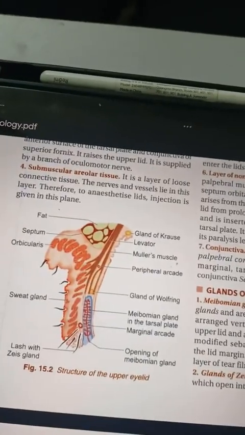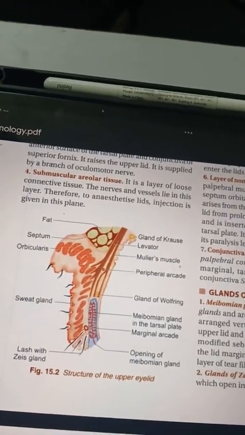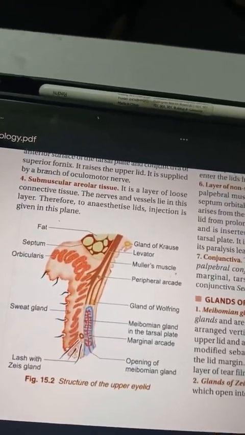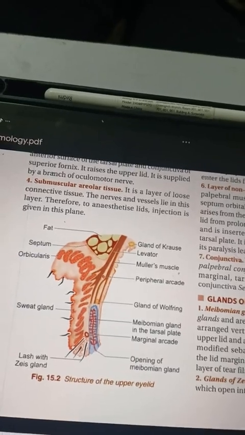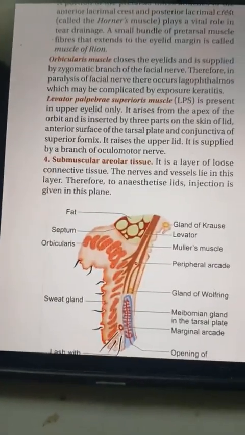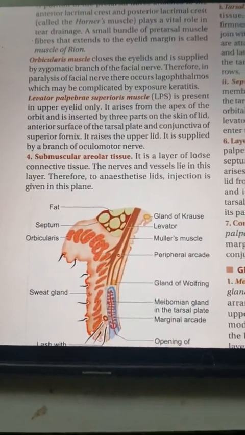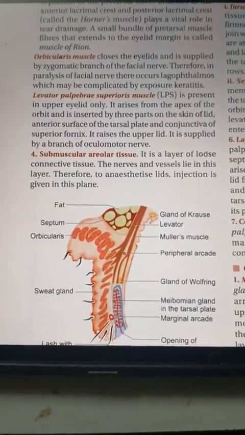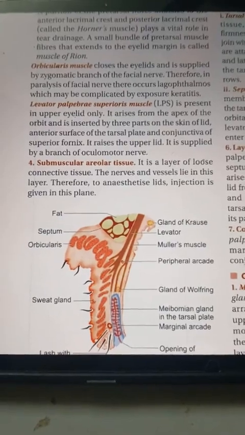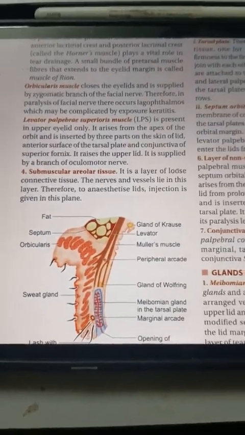Then we have the tarsal plate, the fibrous layer. It's the framework of the lid and consists of two parts: the central tarsal part and the peripheral septum orbitale part. Then we have a layer of non-striated muscle fibers, which consist of the palpebral muscle of Mueller, which lies deep to the septum orbitale in both the lids. And last we have the conjunctiva.